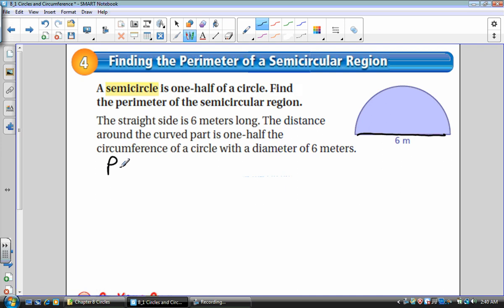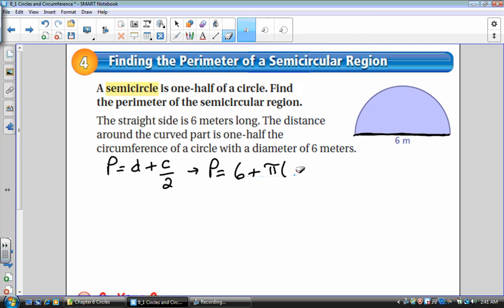But the perimeter itself is going to be equal to the diameter of the circle, right, which is this distance here, plus the circumference of the circle divided by 2. That's how we're going to find the perimeter. So that's going to give us the following. The perimeter is going to be equal to the 6, because that's the diameter of the circle, plus pi times the diameter, which is 6. And then we need half of that.